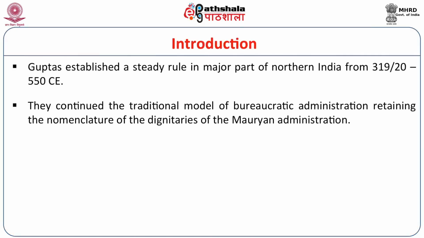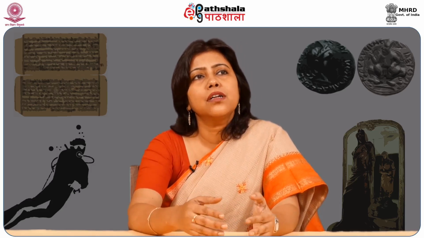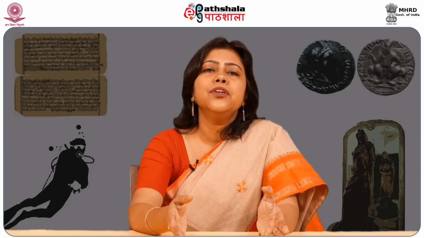Now they continued the traditional model of bureaucratic administration, retaining the nomenclature of the dignitaries of the Mauryan administration. As we already know, the Mauryan administration was the first of its kind, which has been regarded as a completely bureaucratic administration. The details of this administration we find in the Arthashastra of Kautilya, which probably belongs to the contemporary period, and there we find the structure of the Mauryan administration with a number of officials who should be involved in the administration.